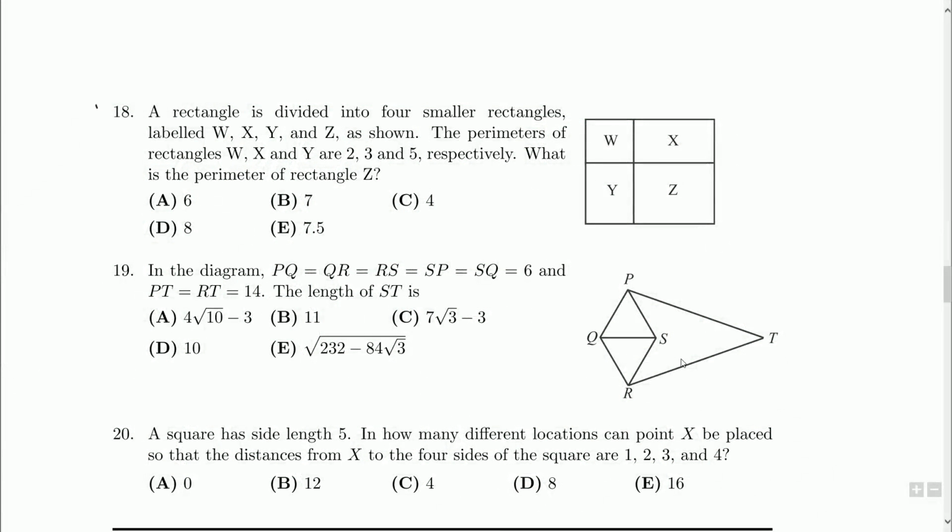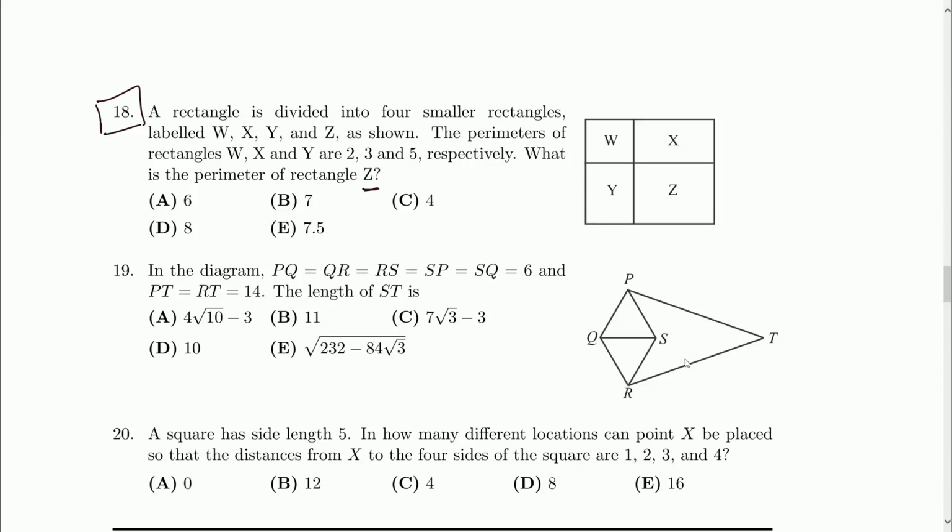I'm ready to start question number 18 on our Fermat paper. A rectangle is divided into 4 smaller rectangles labeled W, X, Y, and Z. The perimeters of rectangles W, X, and Y are 2, 3, and 5. What is the perimeter of rectangle Z?